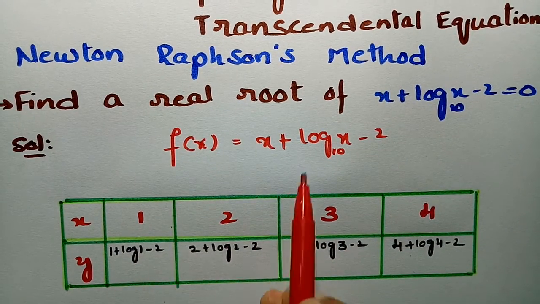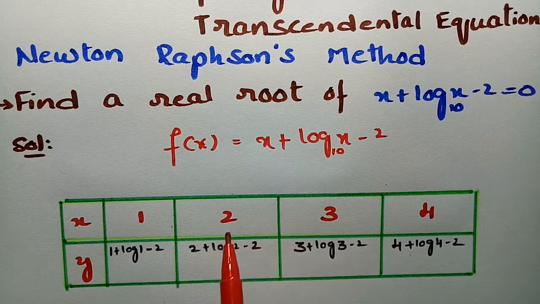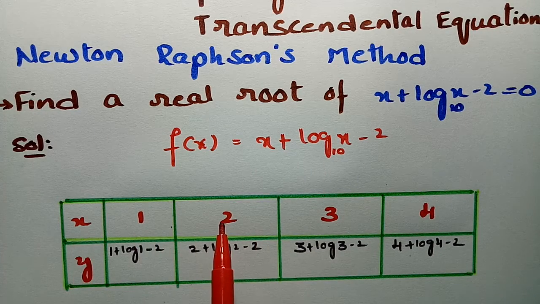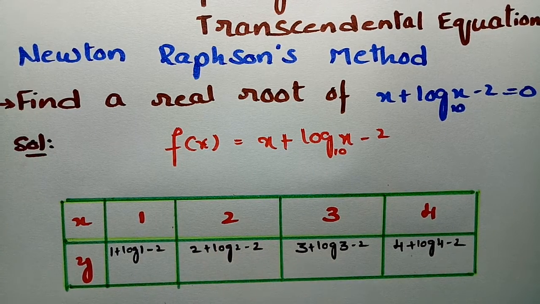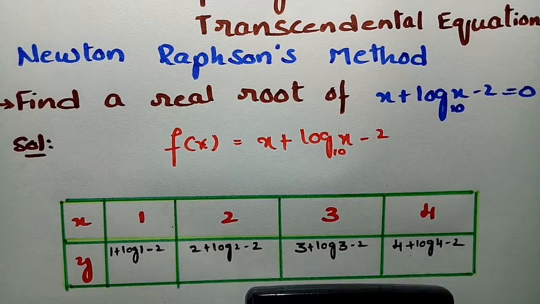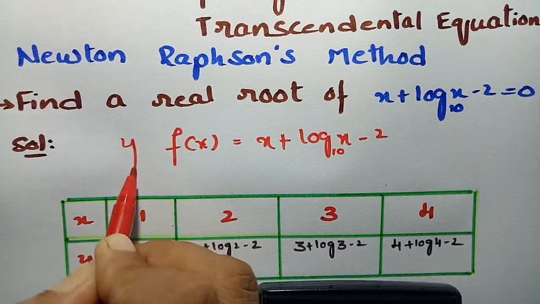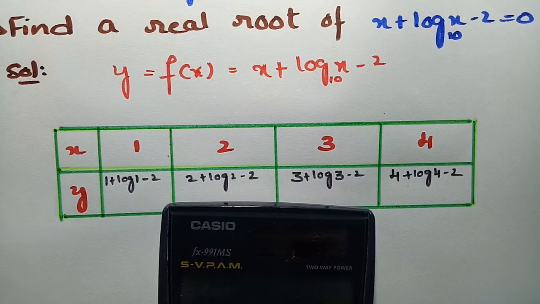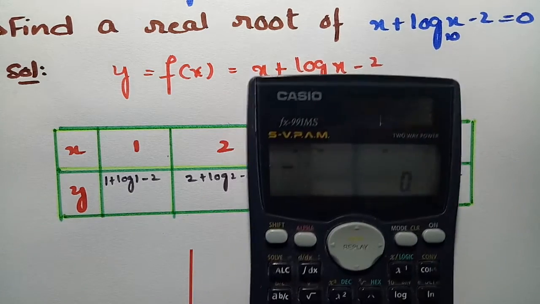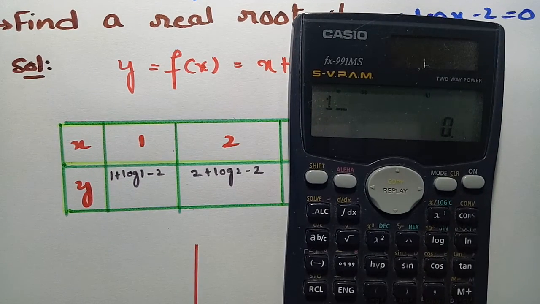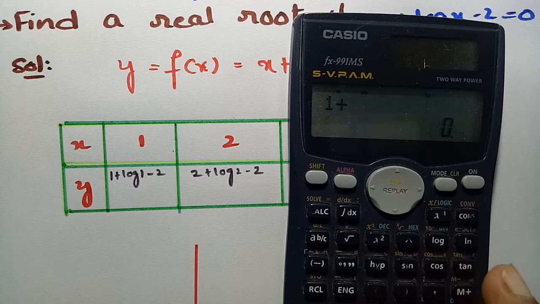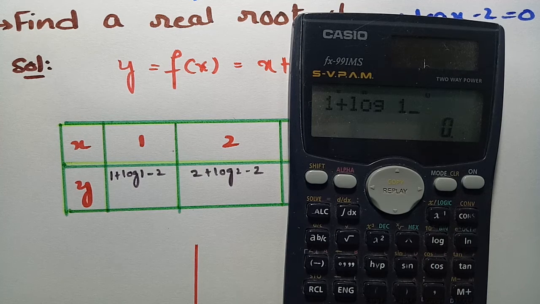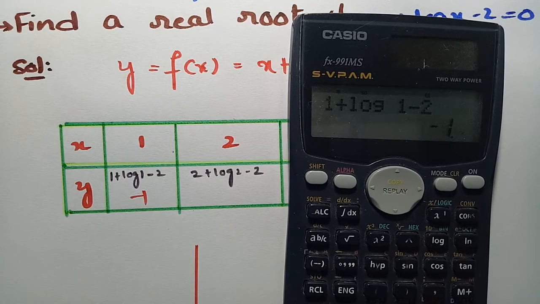So this is the thing. And if I put x is equal to 2 here, if I give the value x as 2, then this will be the equation. And now we are going to calculate all the values. So the y values will be, y is equal to f of x is equal to this one. Now if I calculate this one, the value here is 1 plus log 1 minus 2. The value is minus 1 here. I got the value as minus 1.